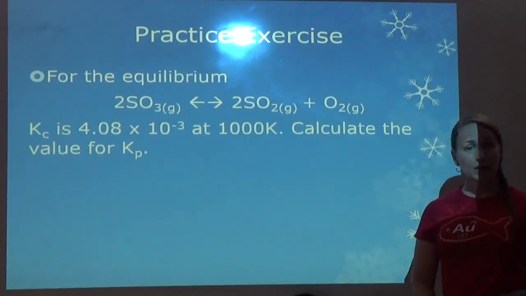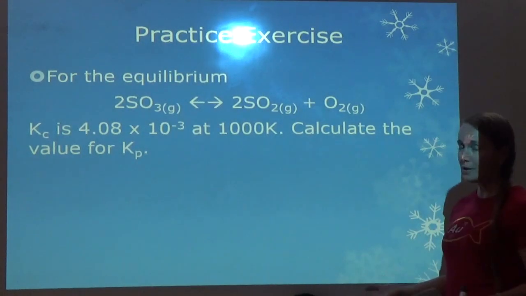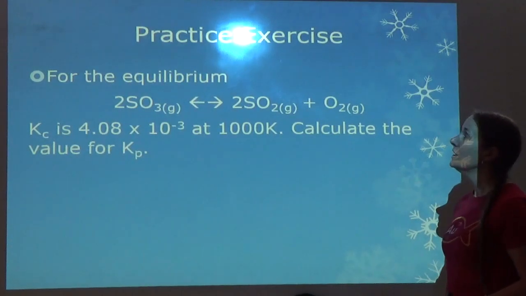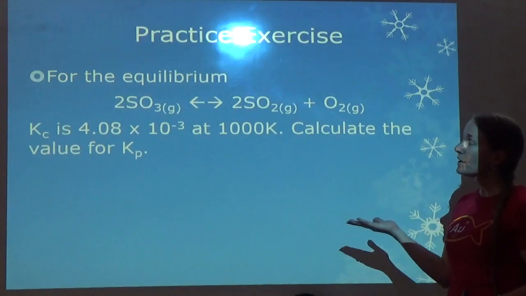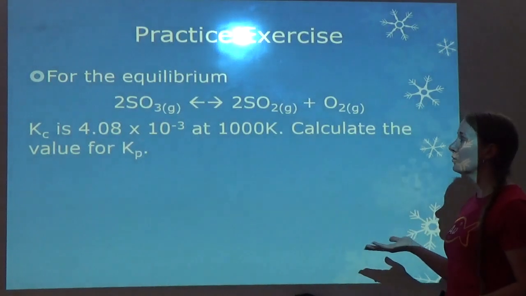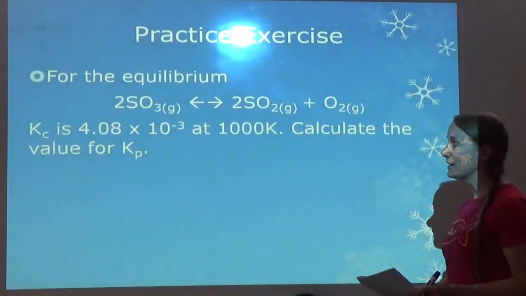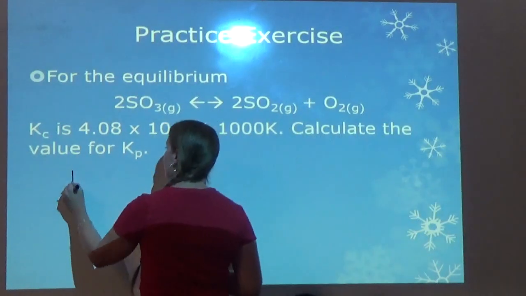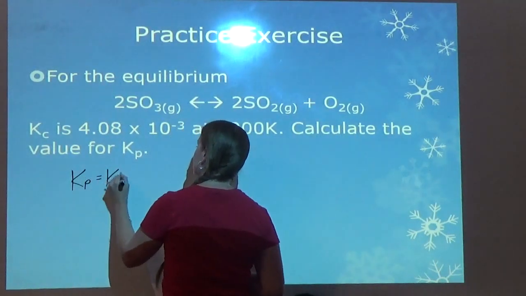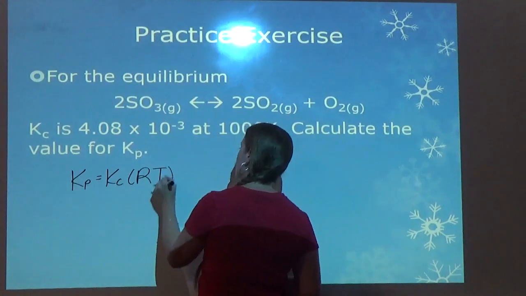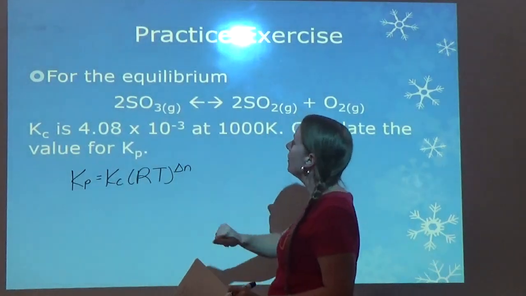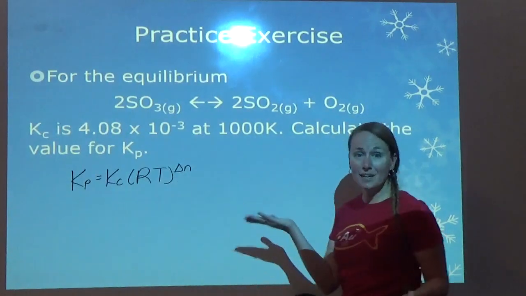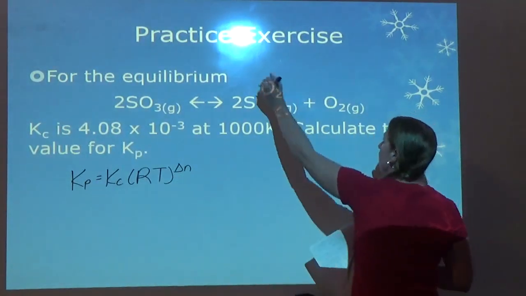All right, so y'all try this one. I'll assume that you've already paused it, tried it, and we'll look at it together. It says for the equilibrium of this reaction, Kc is 4.08 times 10 to the -3 at 1,000 Kelvin. Calculate Kp. We know that Kp is Kc times RT raised to the delta N. Well, they gave me Kc. I always know R. I know my temperature, and it's already in Kelvin. So let's get that delta N.